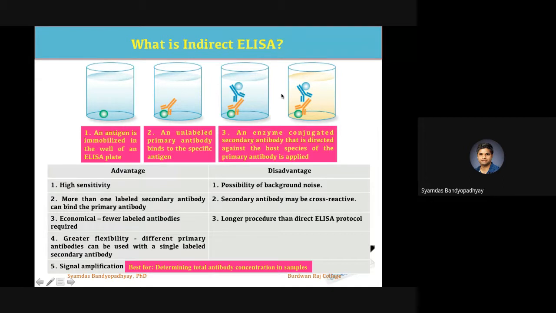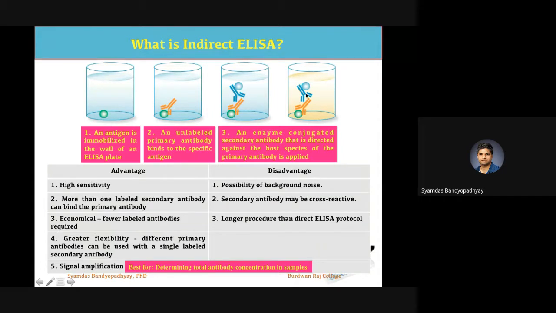And in the final step, you add the substrate, right? This substrate can be catalyzed into a product because the secondary antibody is conjugated with a particular enzyme, and that conversion is associated with a particular color, right? So you see here the light blue color has been changed into light yellow color. The intensity of the color is directly proportional to the amount of antigen that is adsorbed in the first place. So more color developed indicates that you had more antigen present in the sample.